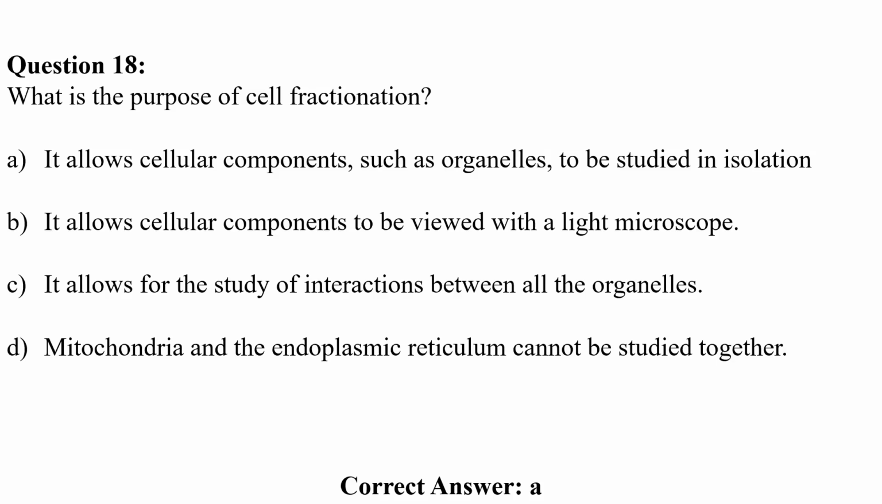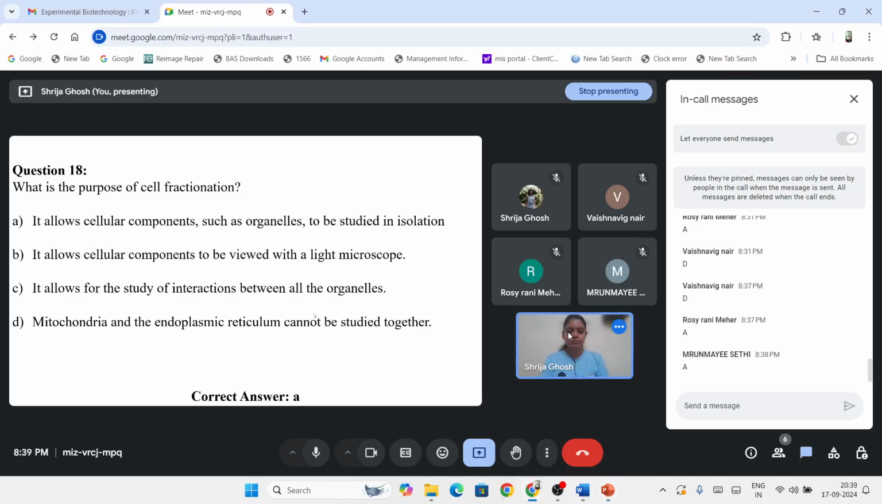Okay. So mitochondria and ER can be studied together. There's no restriction in that. But if I want to study ER separately and mitochondria separately, I can do cell fractionation to study them in isolation. So to separate any cellular component from the rest of the cell, we can do cell fractionation, where we can separate different components step by step, isolate each and every component and then study each component like that. This is clear.